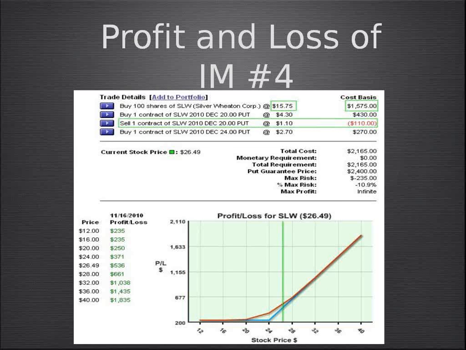We still have unlimited upside profit potential. We've entered no short calls now, so we still have unlimited upside profit potential if it continues to grow and matches our expectations. And the worst case scenario is that we profit only 10.9%. That's the worst case scenario.